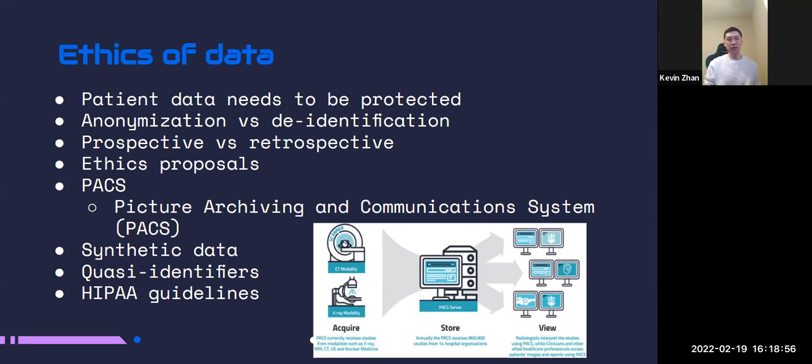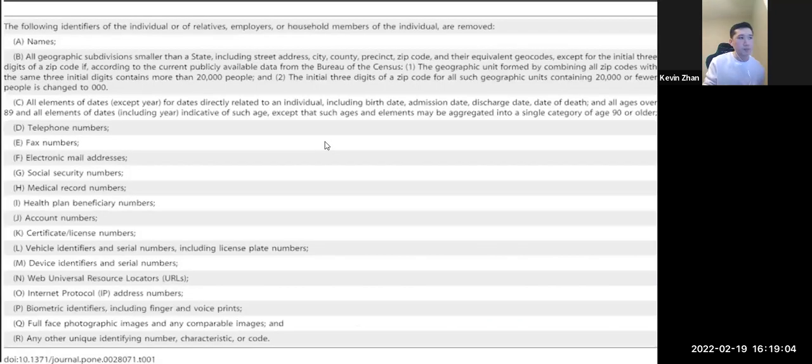And HIPAA guidelines, basically, I think there's 18 things that you have to remove from an image to de-identify it. And I think that's on the next slide. Yeah. So names, zip code, telephone numbers, patient ID, stuff like that. And it's quite strict. So some things to be aware of. If you're working with clinical data, you have to be quite conscious of not accidentally revealing anything about patients.